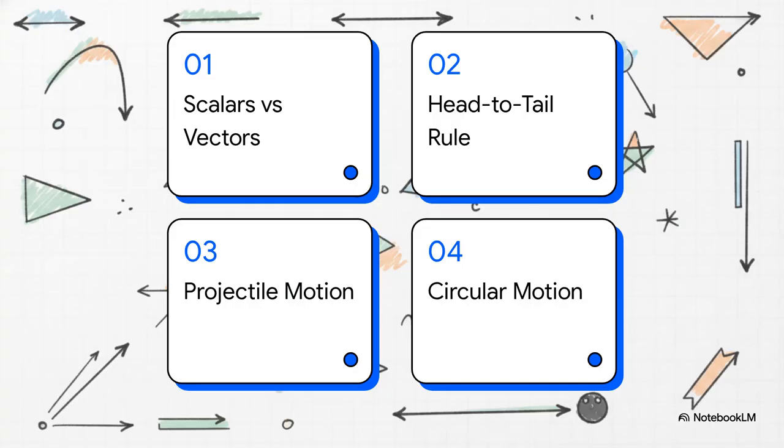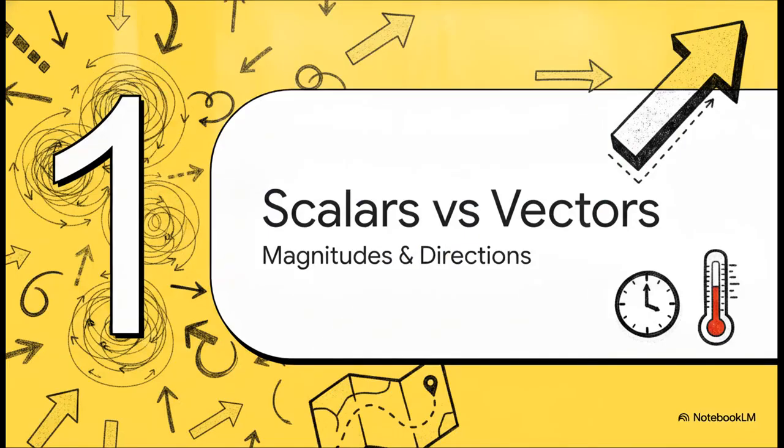Okay, so here's our game plan for today. First, we'll break down scalars versus vectors. Second, we're going to look at the head-to-tail rule. Third, we get to the fun stuff, throwing balls or projectile motion. And finally, we'll wrap up with uniform circular motion. All right, let's dive right in.